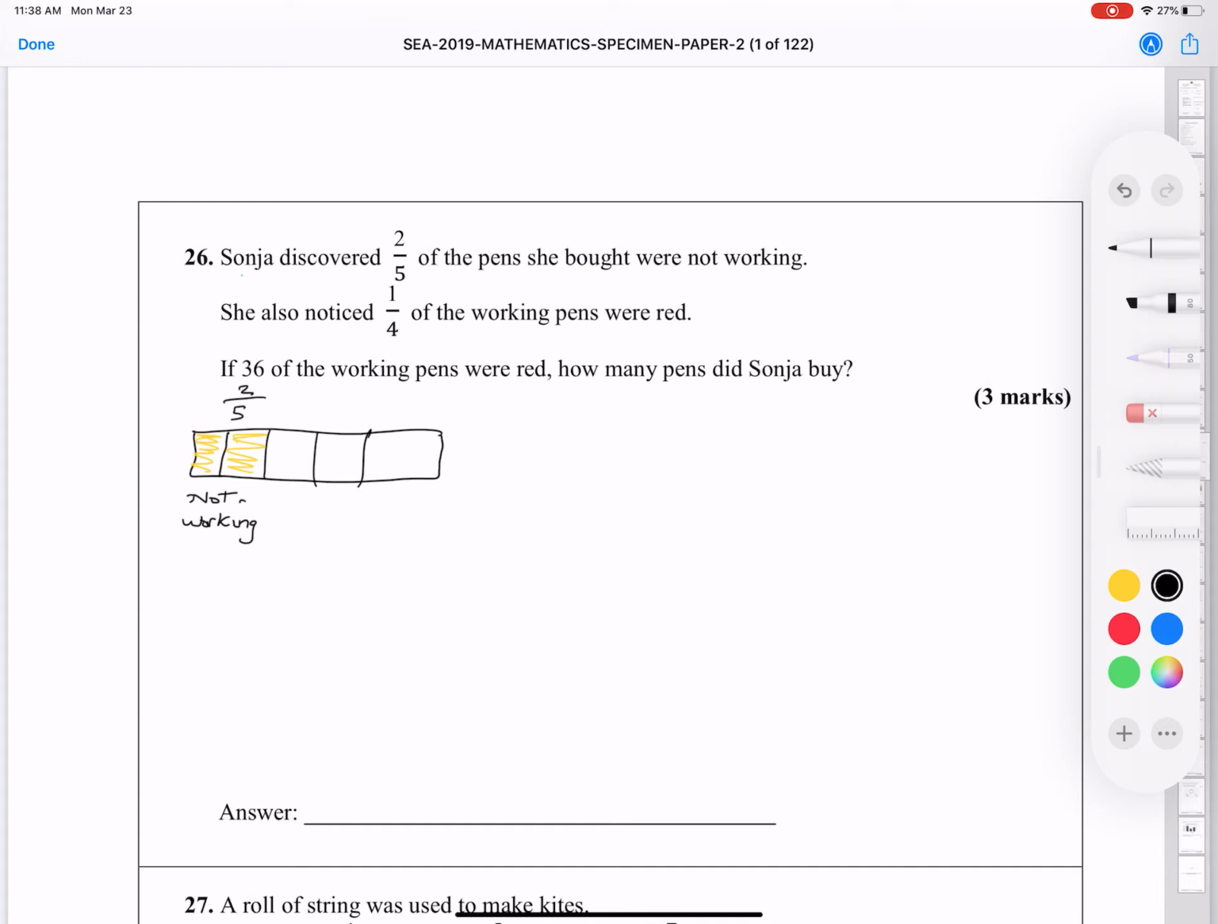Great. What does that mean before we go any further? It means that 3/5 were working. So look at 3/5. Here they are, right here. 3/5 working. 2/5 not working. 3/5 working. Great.